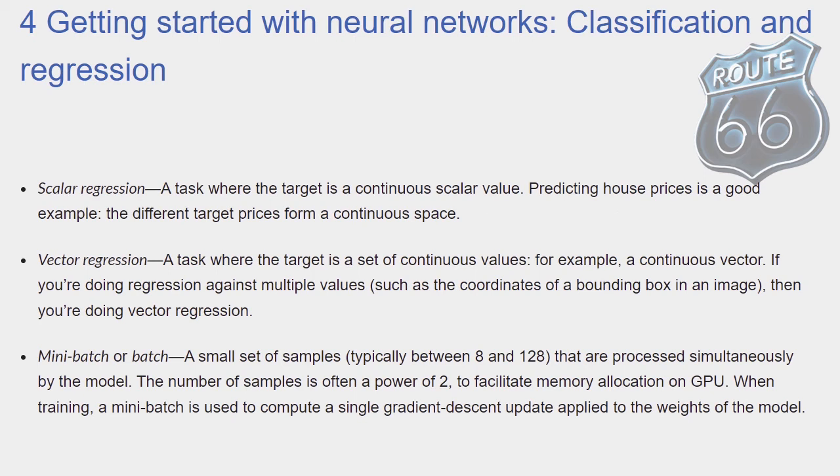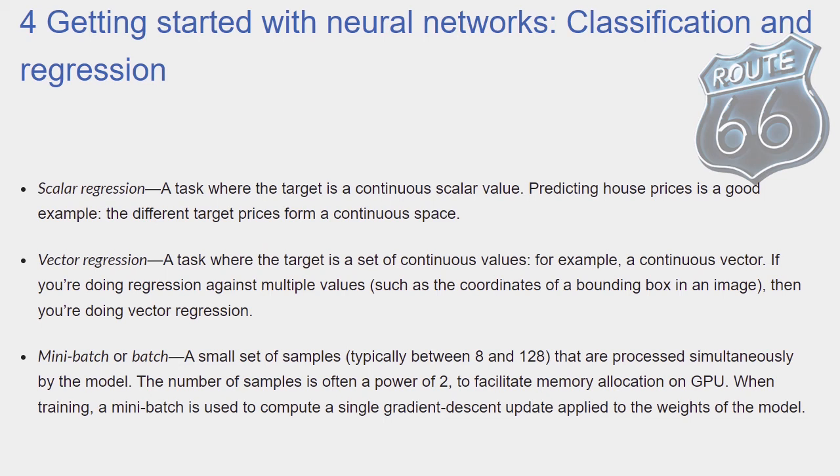Scalar regression, a task where the target is a continuous scalar value. Predicting house prices is a good example. The different target prices form a continuous space. Vector regression, a task where the target is a set of continuous values, for example, a continuous vector. If you're doing regression against multiple values, such as the coordinates of a bounding box in an image, then you're doing vector regression.